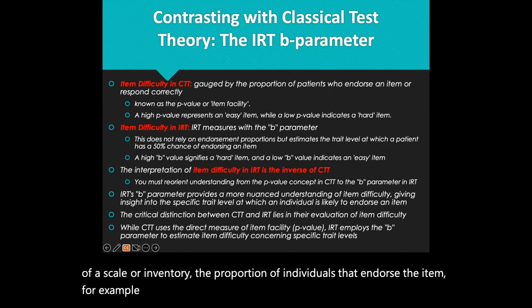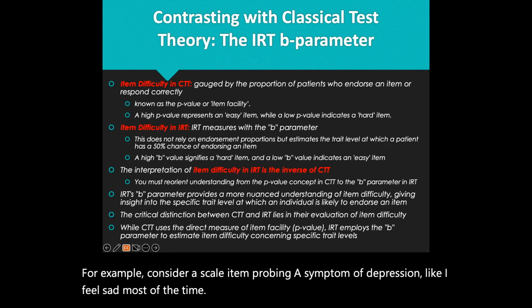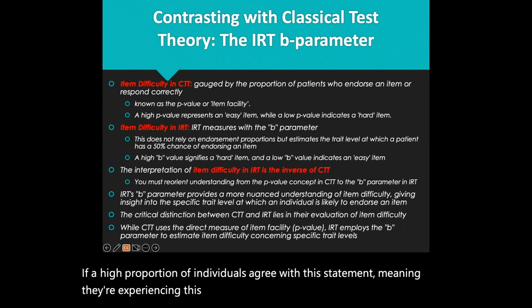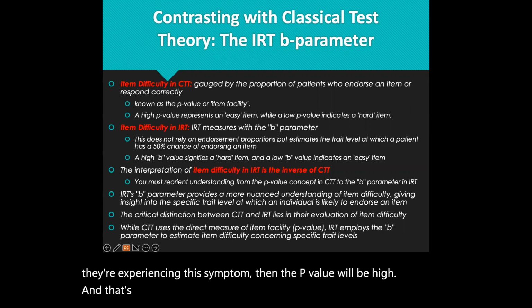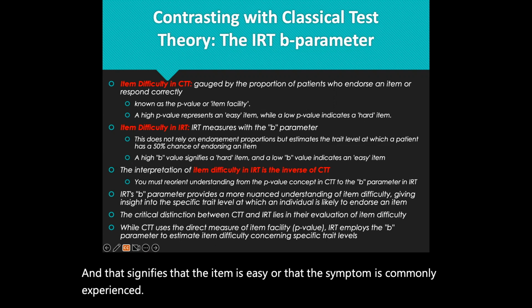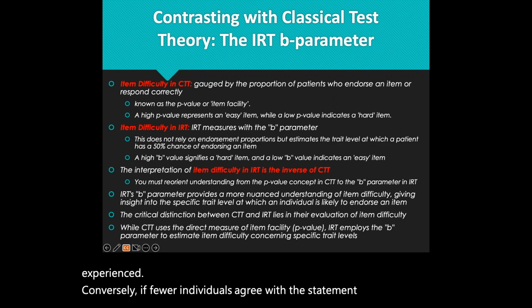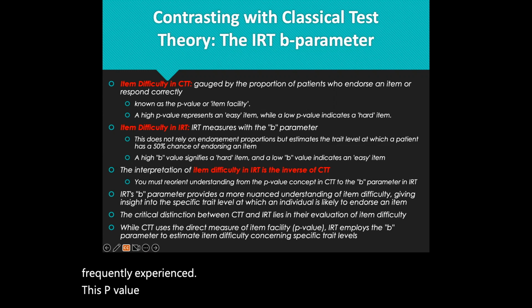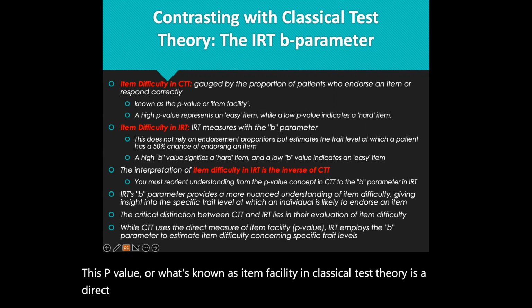For example, consider a scale item probing a symptom of depression like, "I feel sad most of the time." If a high proportion of individuals agree with this statement, meaning they're experiencing this symptom, then the p-value will be high. And that signifies that the item is easy, or that the symptom is commonly experienced. Conversely, if fewer individuals agree with the statement, the p-value will be low. And that indicates that the item is hard, or that the symptom is less frequently experienced. This p-value, or what's known as item facility in classical test theory, is a direct measure of an item's easiness.